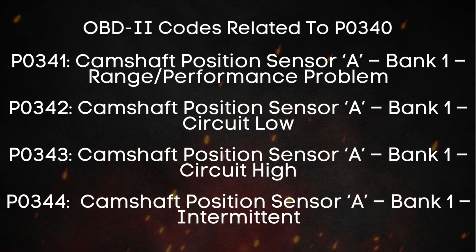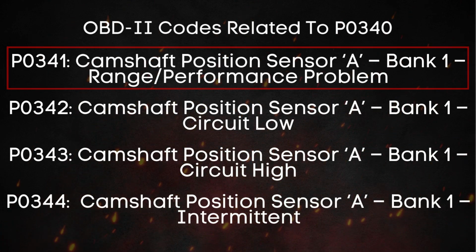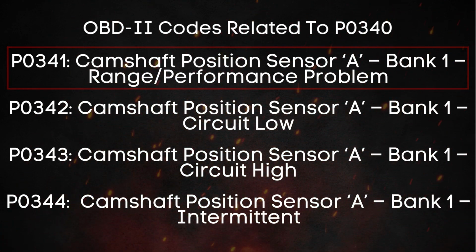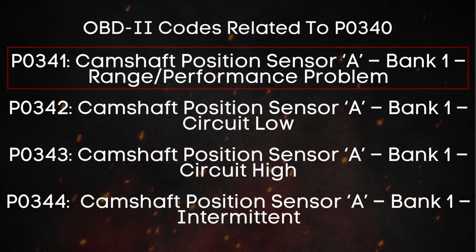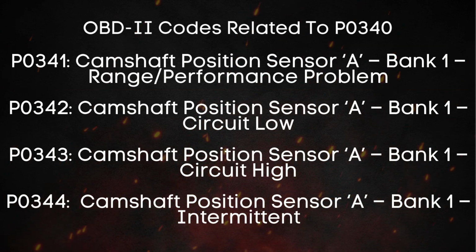Just like the P0340 code, you might also come across a few other trouble codes related to the camshaft position sensor. For example, one of the most common ones is P0341. That code stands for Intake Camshaft Position Sensor for Bank 1 has performance problem. In simple terms, it means that the signal from the intake camshaft sensor on Bank 1 is either out of range or not performing as expected. It could be due to incorrect timing, interference, or a weak signal.